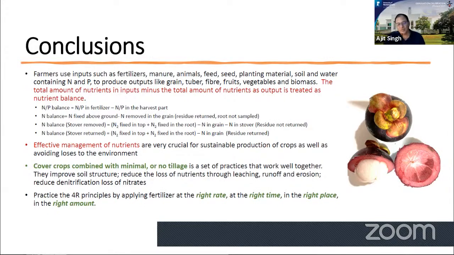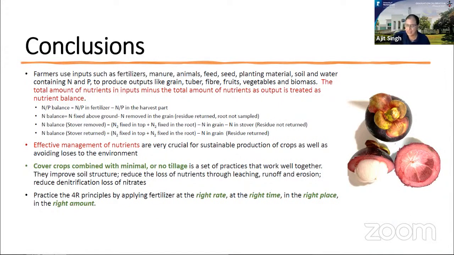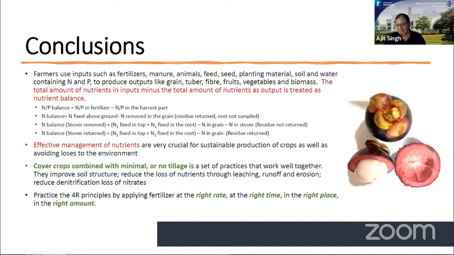And again, the cover crops, as said earlier in our last lecture and this lecture, that's very important. Cover crops, no tillage, soil conservation is something that is going to be happening now and in the future. And what is very important if you're applying any fertilizer, please take the 4R into consideration. Very popular and very common and something that you need to remember: right rate, right time, right place, and right amount.